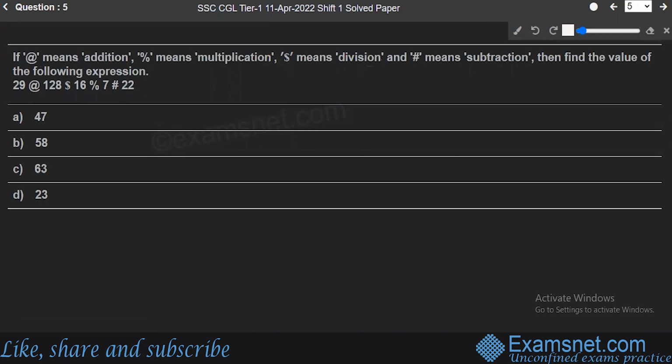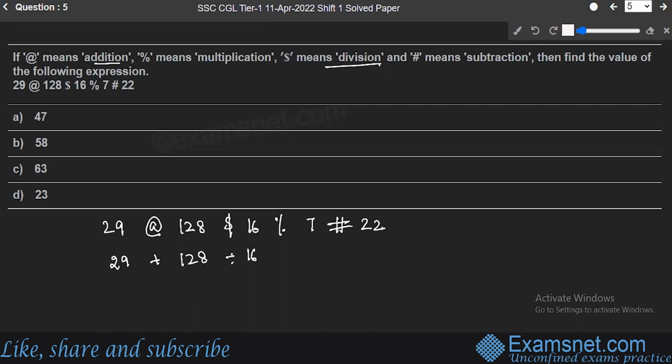Let's go for this. Let's write down the expression first so that we can solve. 29 @ 128 $ 16 % 7 # 22. So @ means addition, that means 29 plus 128. Dollar means division, divided by 16. Then you have a percentage sign, which means multiplication. So this is multiplied by 7. Hash means subtraction, minus 22.